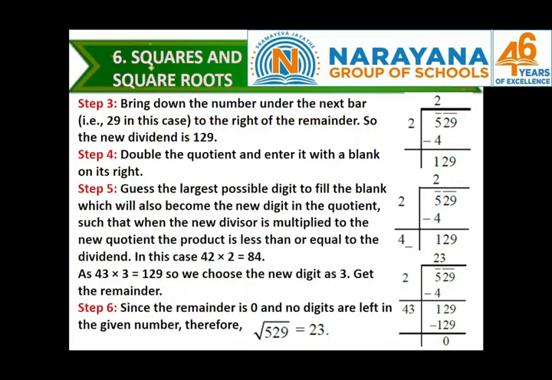In division, we bring down only one number, but here we are bringing down the next pair. A pair consists of 2 digits, no? So we are bringing down the next pair, 29. Now the number becomes 129. Till step 3 is okay.